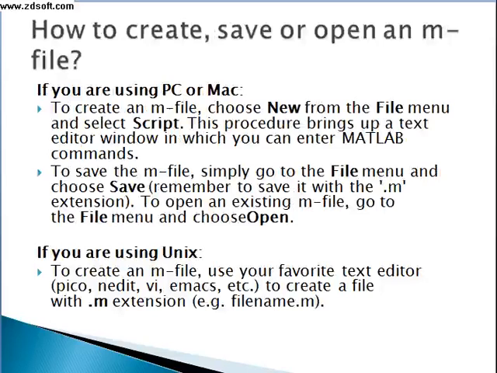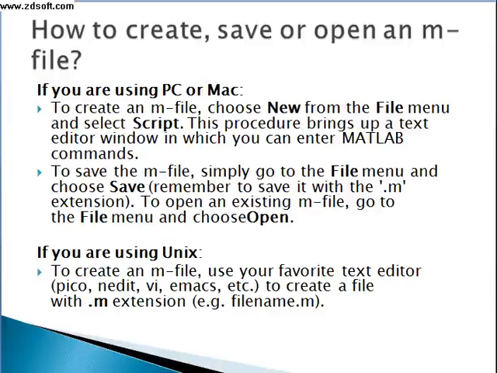Now how to create, save or open an M file. If you are using a PC or Mac, then to create an M file, choose New from the File menu and then select Script. This procedure brings up a text editor window in which you can enter the MATLAB commands. After that, to save this M file, simply go to the File menu and choose Save. Remember to save it with the .m extension.